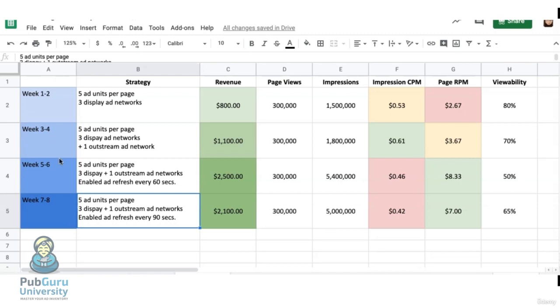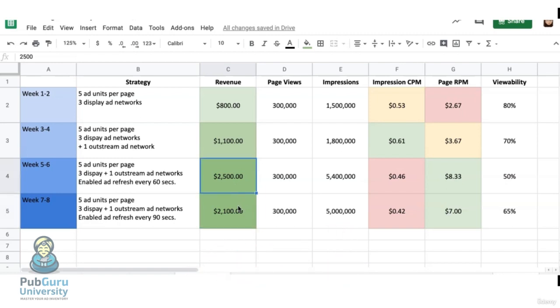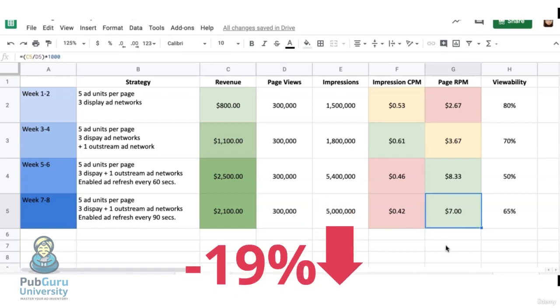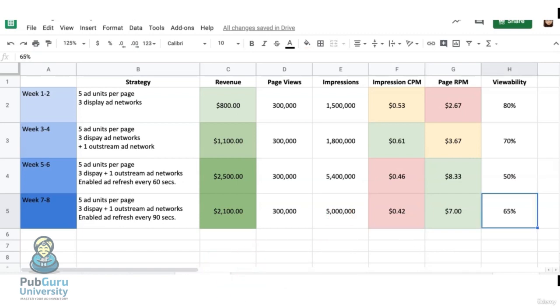Here's a sample illustration. So week 7 and 8, you decided now to increase ad refresh every 90 seconds instead of 60. And your revenue dropped a little bit to $2,100 per day instead of $2,500. With the same amount of page views, your page RPM now dropped a little bit to $7. And your impression CPM also dropped to 42 cents. But now viewability is up to 65%.